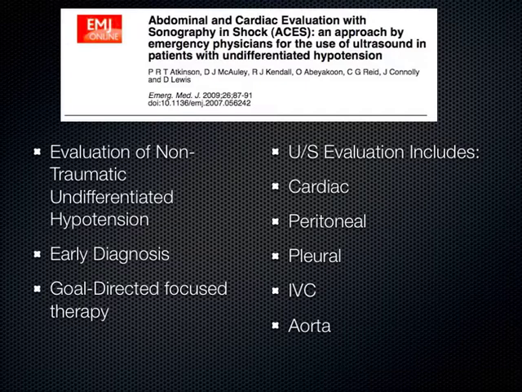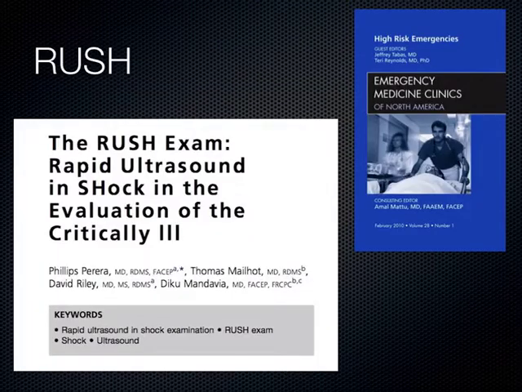This included multiple modalities, including cardiac, peritoneal, pleural, looking at the IVC as a non-invasive measure of central venous pressure, and also looking at the aorta. I liked their approach, but it was a little bit here and there, and I agree with all the things they said. It's just that I like this approach better, the RUSH exam, or rapid ultrasound in shock and evaluation of the critically ill. This was published in February in the Emergency Medicine Clinics of North America.